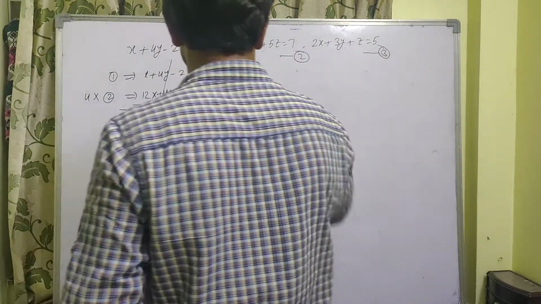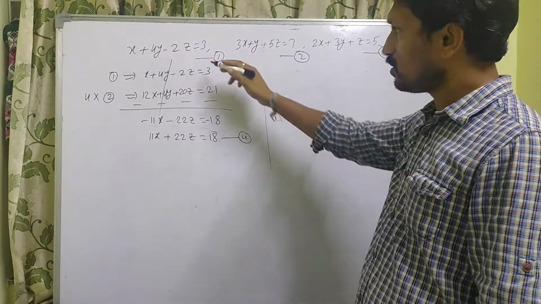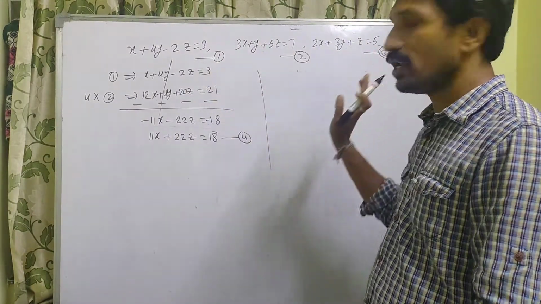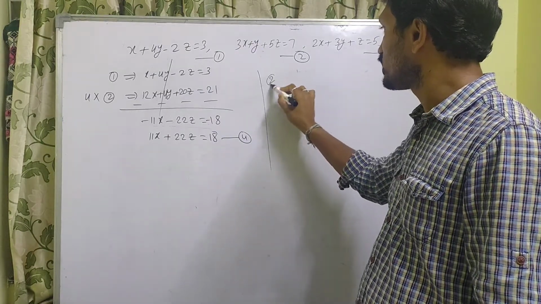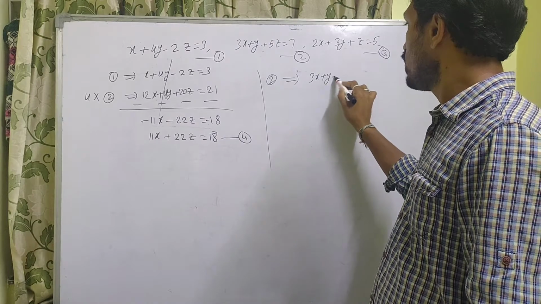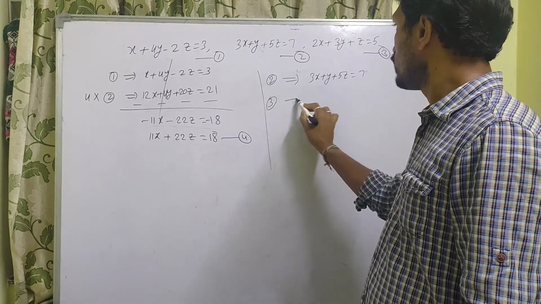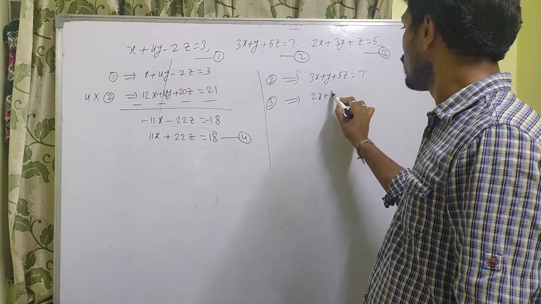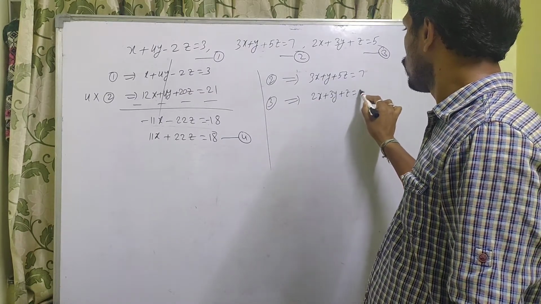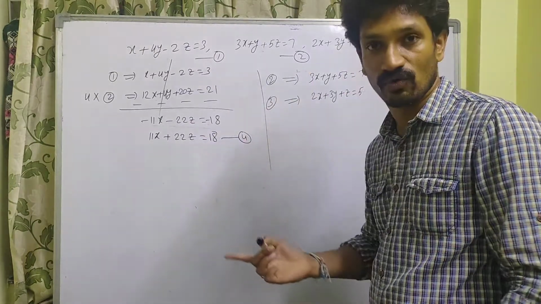Okay. Next one. So take second and third, or first and third, anyone you can consider. So I am taking here the second equation and the third equation. So 3x plus y plus 5z is equal to 7. The third equation is 2x plus 3y plus z is equal to 5. Here which variable we eliminated? y. So here also we should eliminate y only.